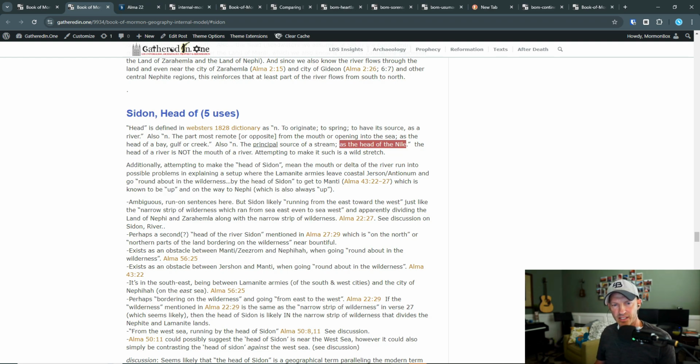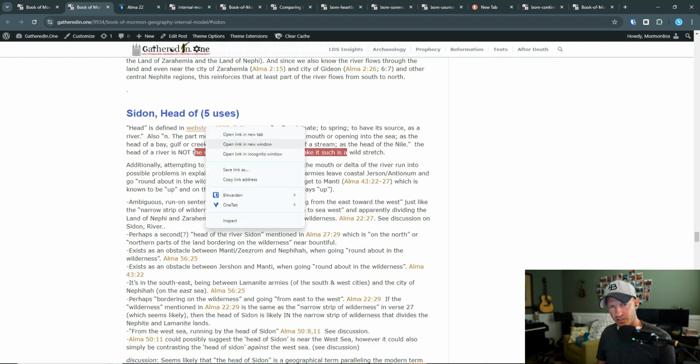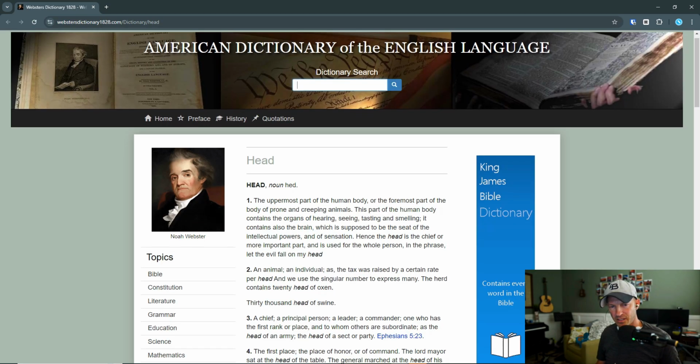The head of a river is not the mouth of a river. Okay, attempting to make it such is a wild stretch. It's the opposite of a mouth. If you don't believe me, once again, just go to it yourself.